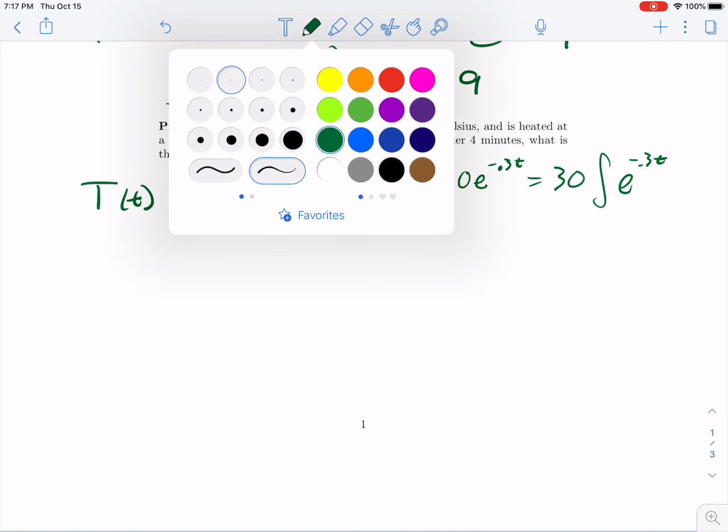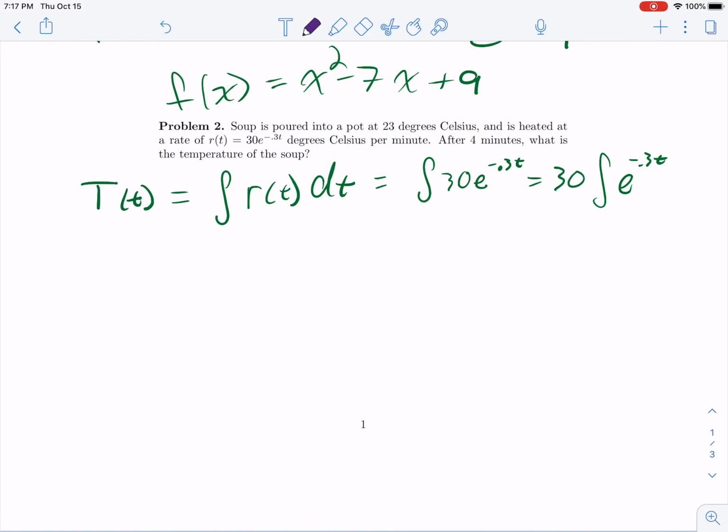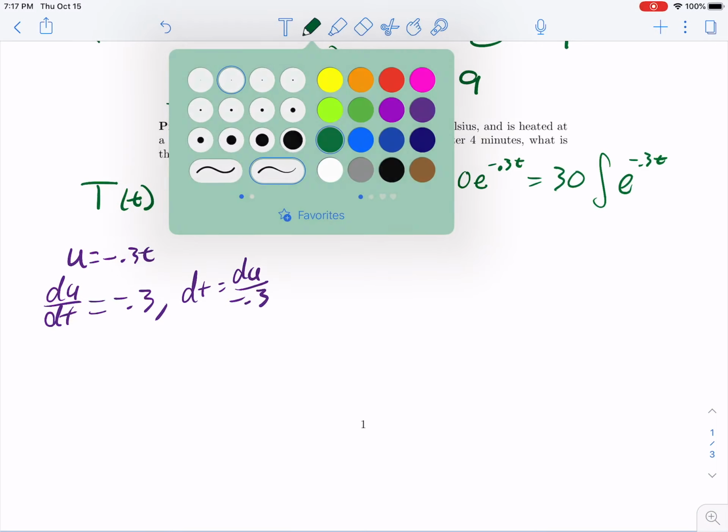And now we need to use our fancy techniques of a u substitution. u equals negative 0.3t. du/dt equals negative 0.3, which gives me that du is equal to negative 0.3 dt. I want dt, sorry, dt is equal to du over negative 0.3. I lost some dt's over here as well.